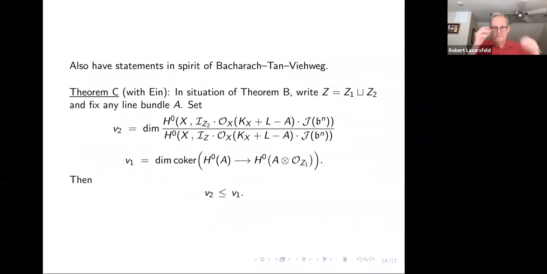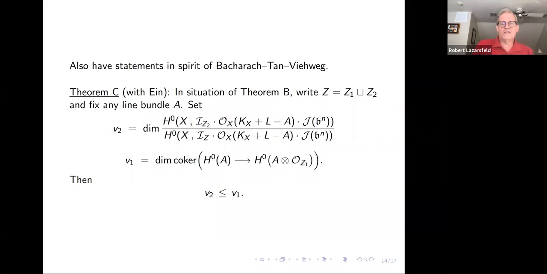And again, there's a spirit in the statement of Cayley-Bacharach. So again, we write Z as a disjoint union of two non-empty subsets. We choose a line bundle A. V1 measures by how many conditions Z1 fails to impose independent conditions on A. And the other dimension is we look at sections of K_X plus L minus A vanishing on the multiplier ideal that vanish at Z2, but not on Z. And then we get the same inequality as before.